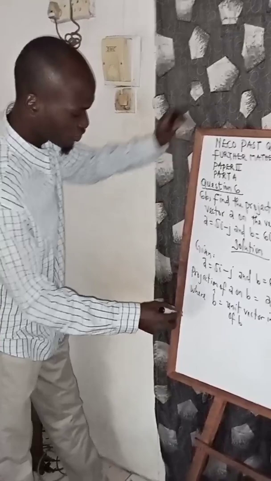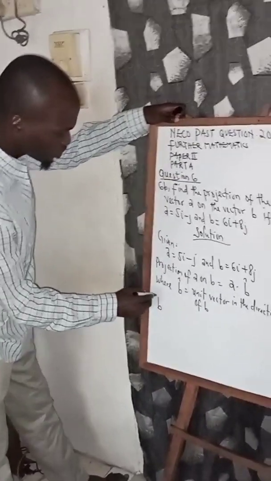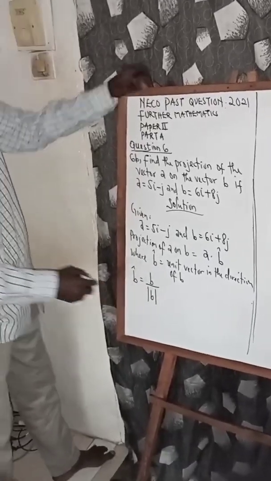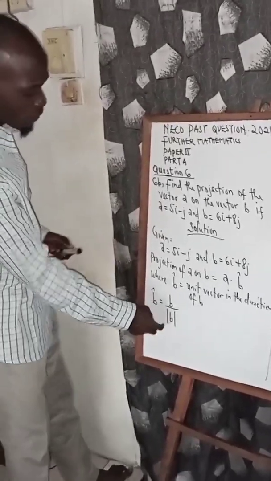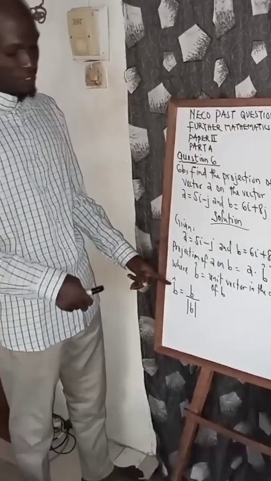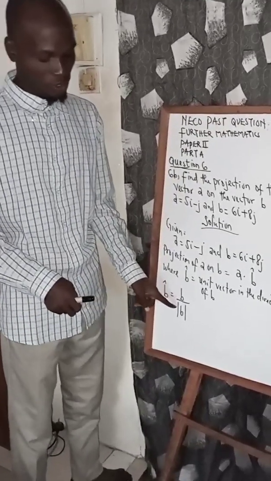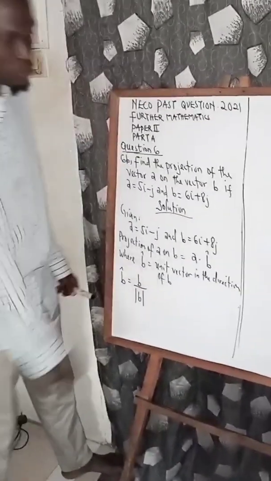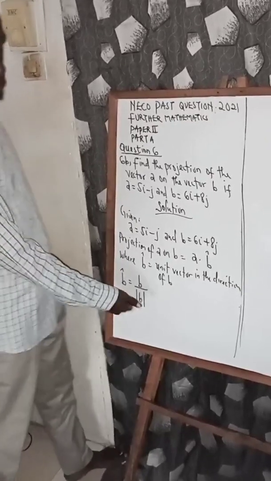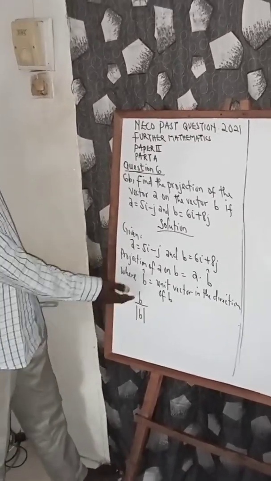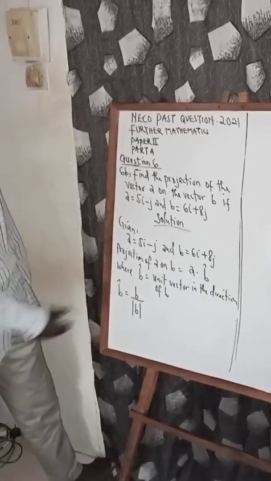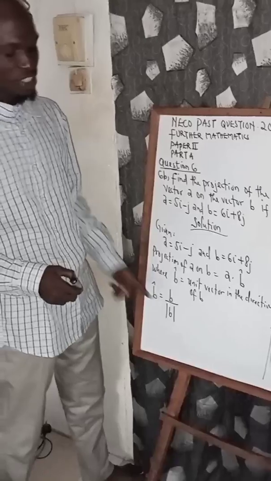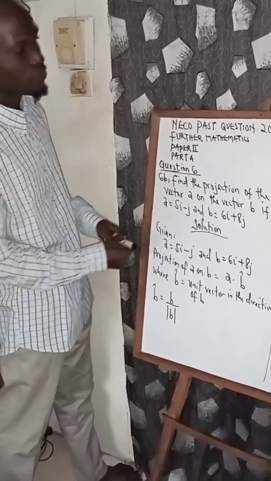Now, our next line of action is to find the unit vector in the direction of B. Unit vector in the direction of B is given as vector B all over modulus of vector B. Now, we have to find the modulus of vector B, which is the only major issue here. We have a standard formula for finding the modulus of a vector, so let's recall the formula.